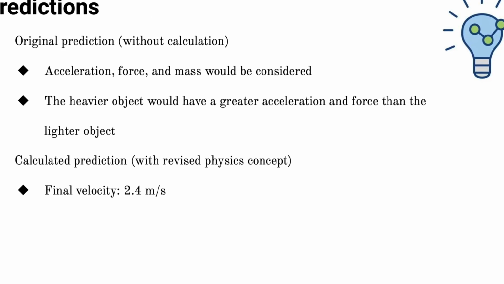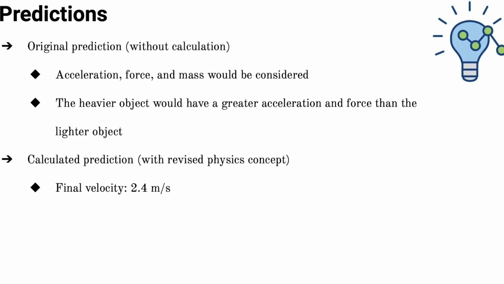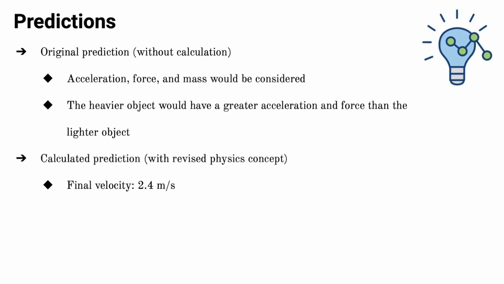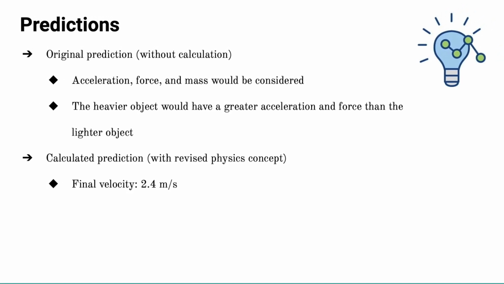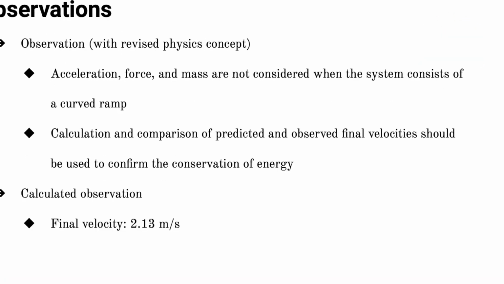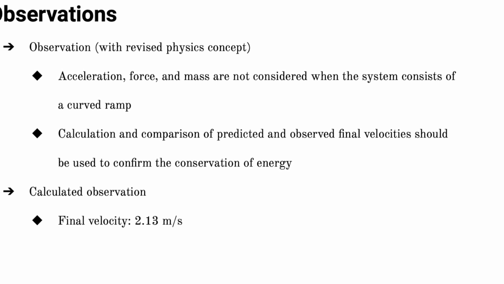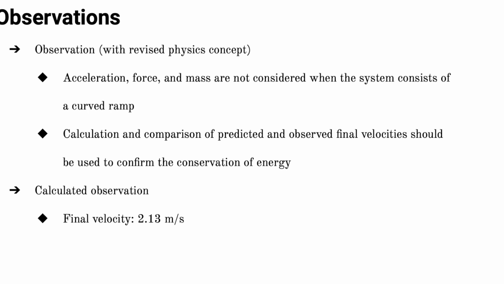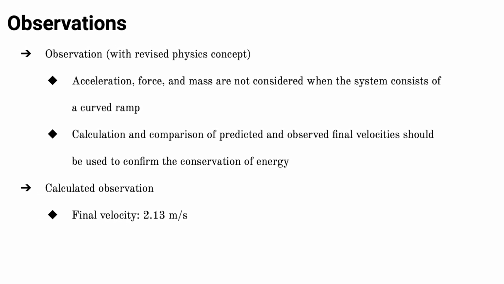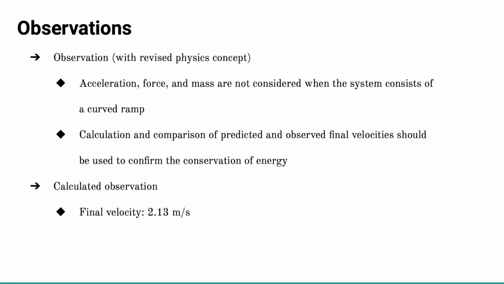For our original prediction, we hypothesized that acceleration, force, and mass would be considered, and that the heavier object would have a greater acceleration and force than the lighter object. Our calculated prediction was a final velocity of 2.4 meters per second. For our observations, we found that the acceleration, force, and mass are not considered when the system consists of a curved ramp, and the comparison of predicted and observed final velocity should be used to confirm the conservation of energy. Our calculated observation was a final velocity of 2.13 meters per second.